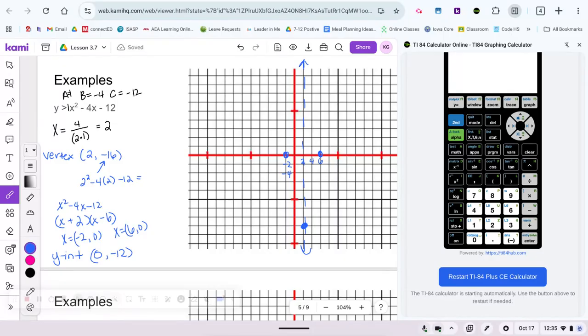2, 4, 6, 8, 10, 12. I'll mirror that point over my axis of symmetry. And then I'm going to connect these with a dashed line because it's just a greater than.